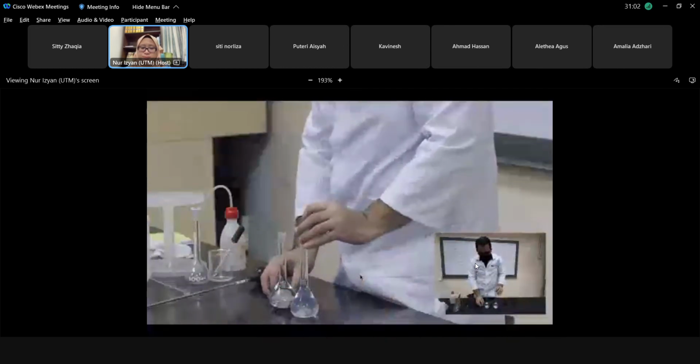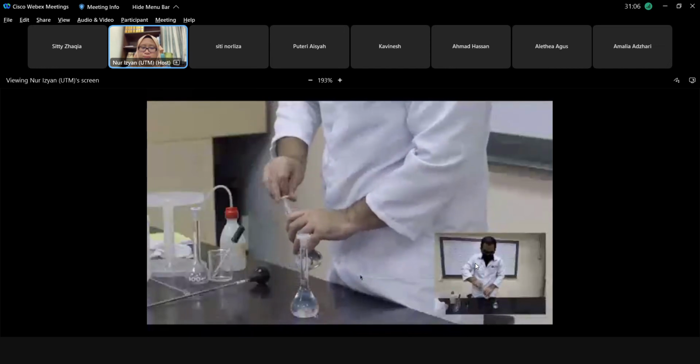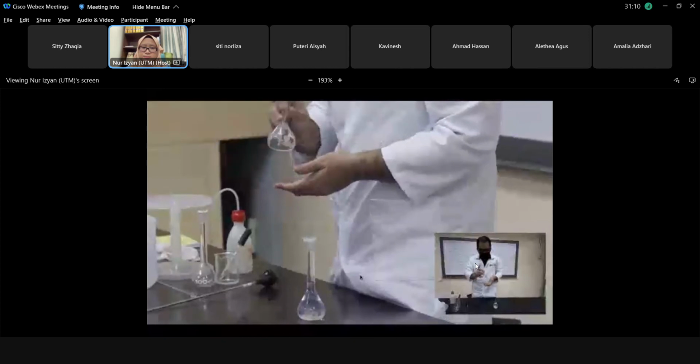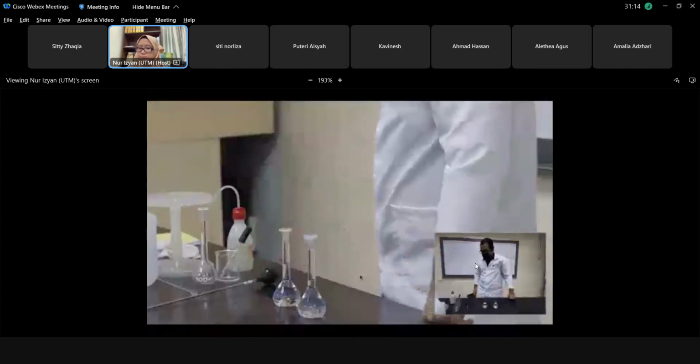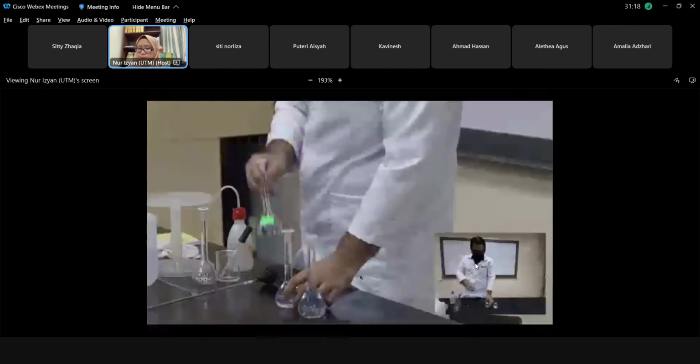Now I have to cap this volumetric flask, and the same process, I have to flip it upside down several times to make sure that the solution is homogeneous. Now I have the working solution of 10 ppm.